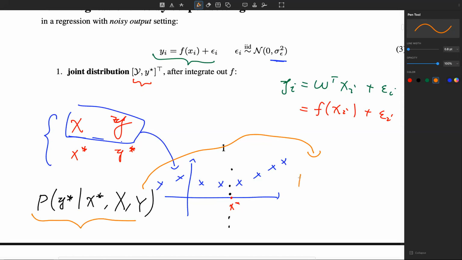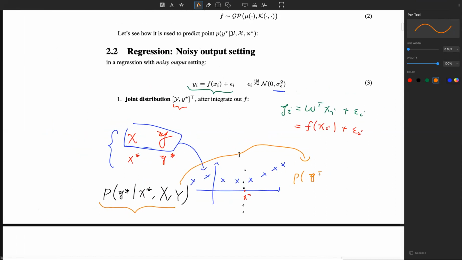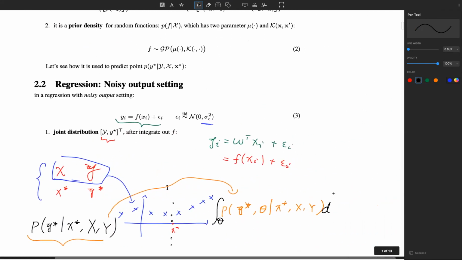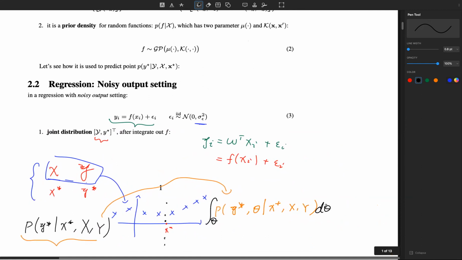You will do something like P of Y star, right? And then you bring in theta, conditioning on X star, X and Y. And you can't just put this theta in without doing something like integrating this model out. Right, you will do this. Okay, and what's next?